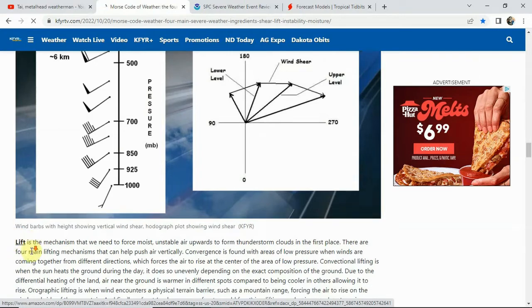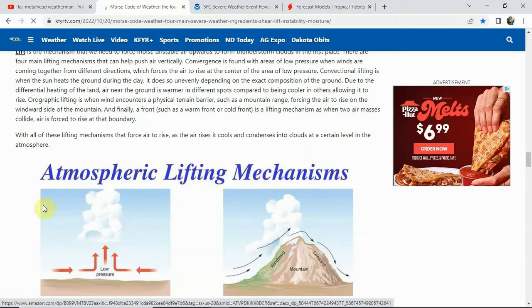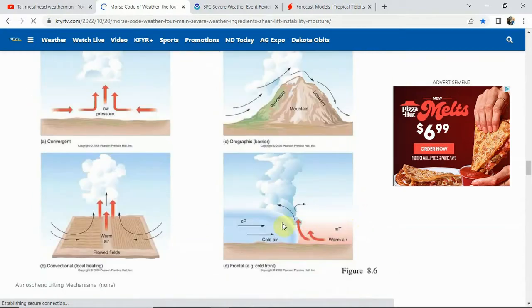We're going to move on though to lift, which is really important, and there's 4 ways to achieve lift, or atmospheric lift I should say. The most common way is this right here. It's a frontal boundary. We have cold air that is sinking and usually will be behind a cold front, of course, and then we'll have warm air out ahead of it. And of course we have a collision of the 2 air masses, and then we get thunderstorms that usually will form on the boundary.